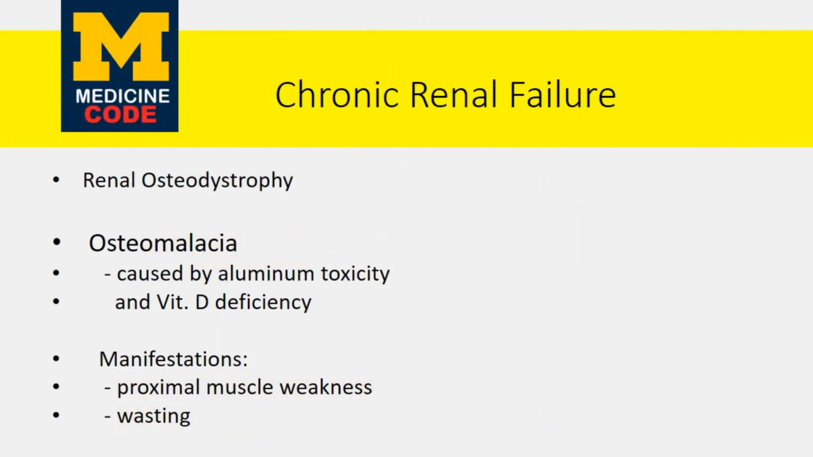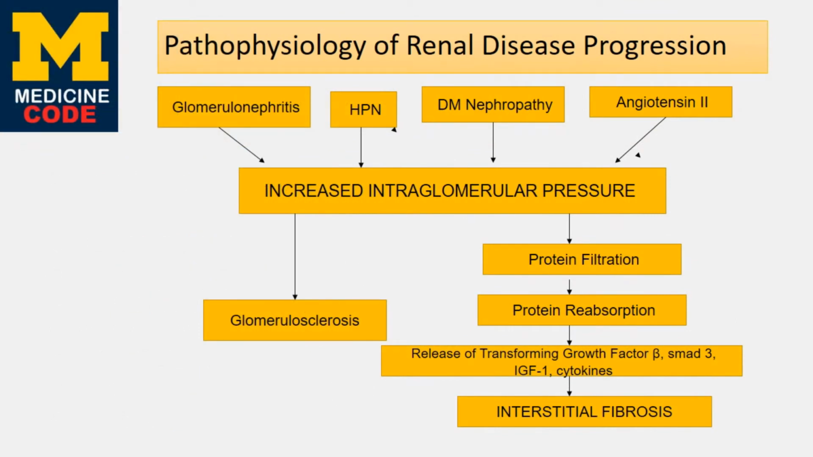In the pathophysiology of renal disease progression, whether it is caused by glomerulonephritis, hypertension, or diabetic nephropathy, it will lead to increased intraglomerular pressure. This will in one way lead to glomerular sclerosis. In another pathway, increased intraglomerular pressure will lead to protein filtration, protein reabsorption, then to release of numerous cytokines, and eventually leading to interstitial fibrosis.